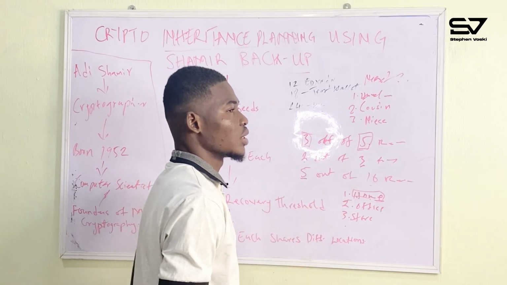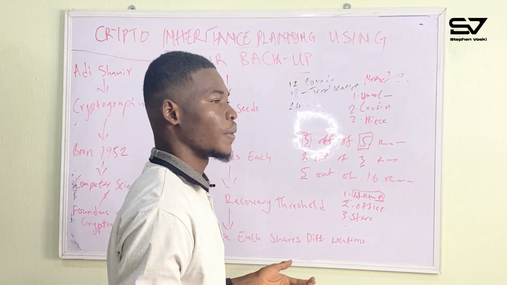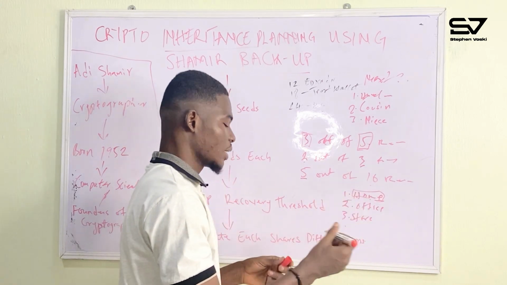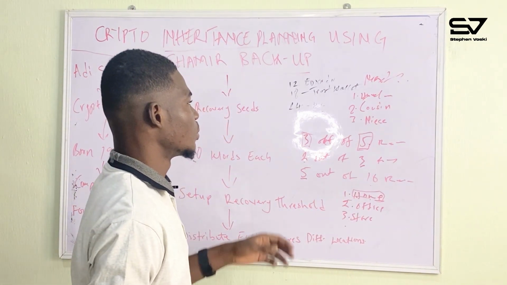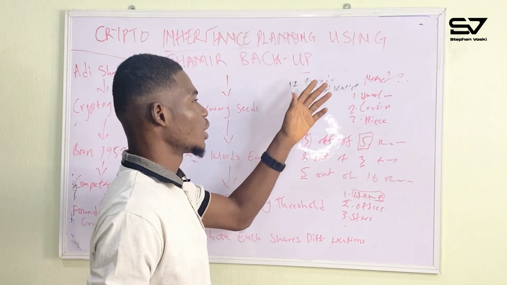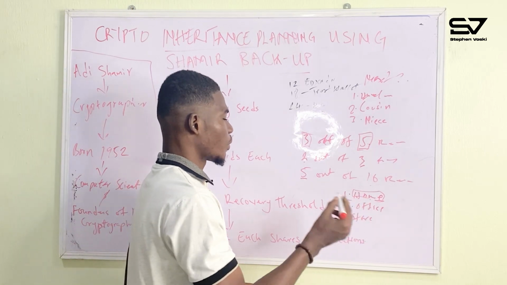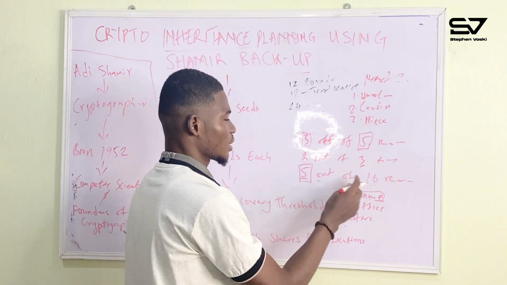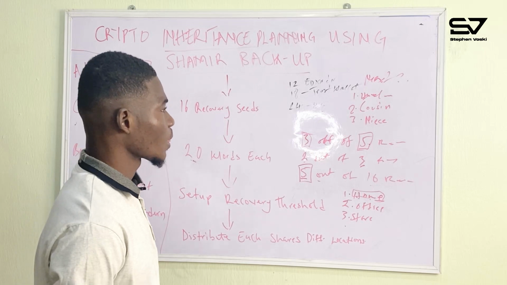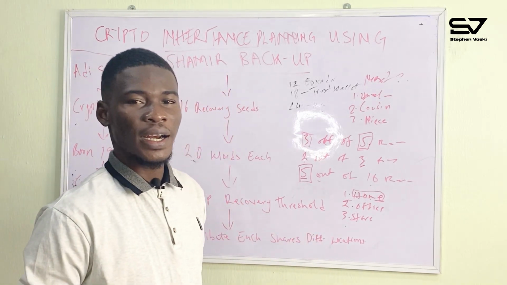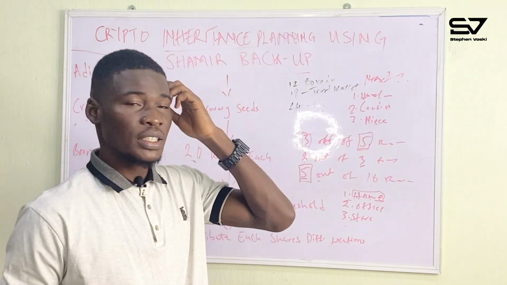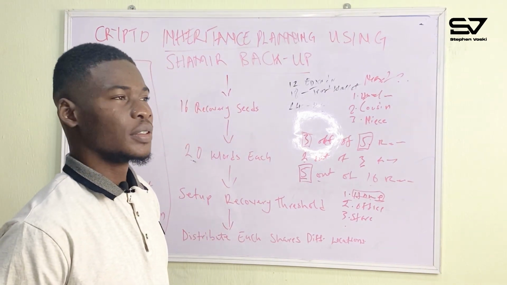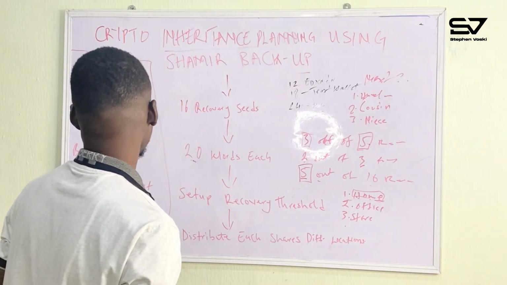You can actually just write down the steps you can use to recover the seed phrase, how to recover the seed phrase, and put it in your will. Then you instruct them in the will to bring 5 pieces of these recovery seed phrases to be able to access your crypto wallet. So it's a very nice concept. The Shamir Backup is a very nice concept, and I find it very intriguing.